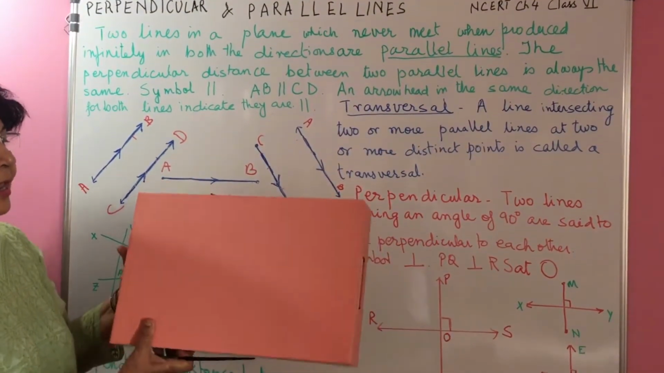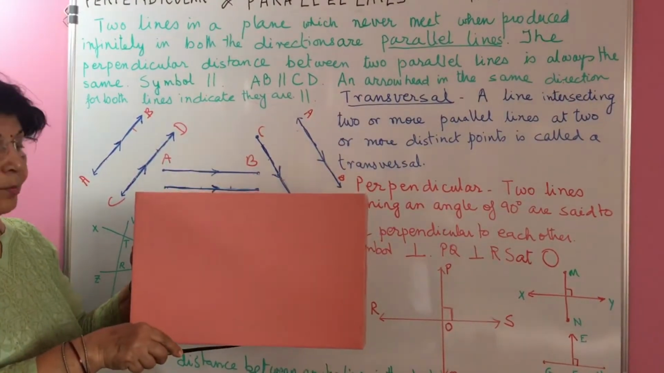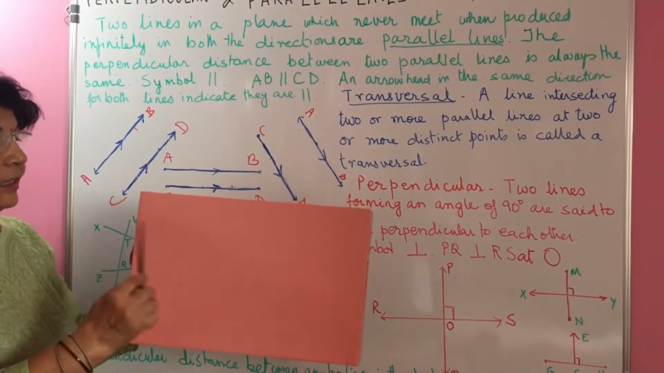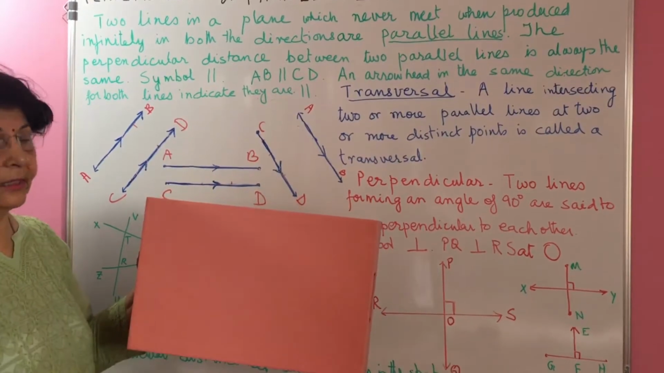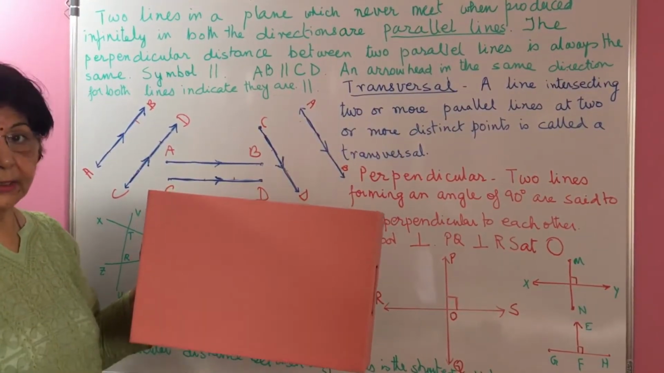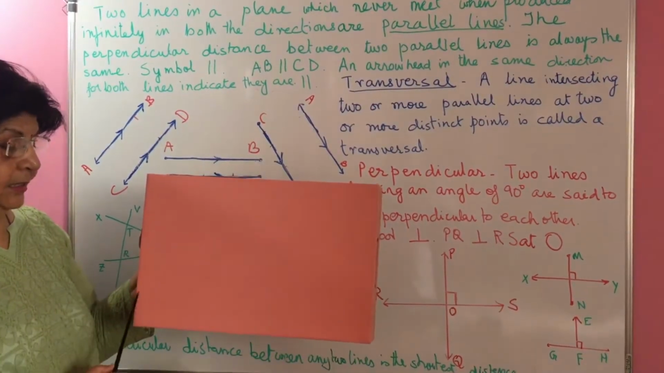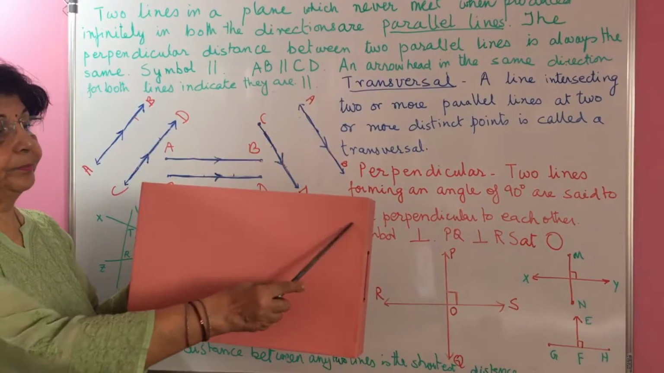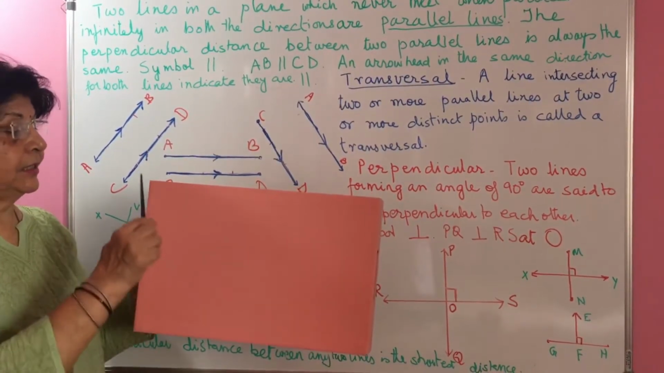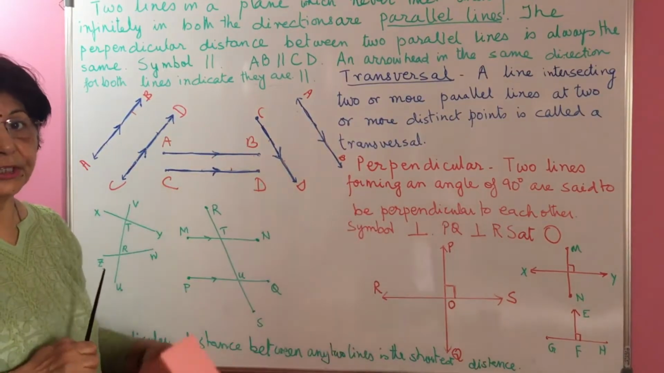Now in this tray, I have these two sides as opposite sides. Similarly, these two sides are opposite sides. The opposite sides of the tray are parallel to each other. Each corner angle is 90 degrees. So the adjacent sides of the tray are perpendicular to each other.